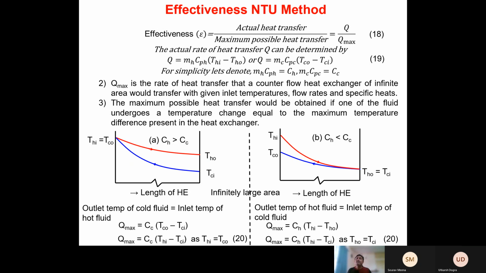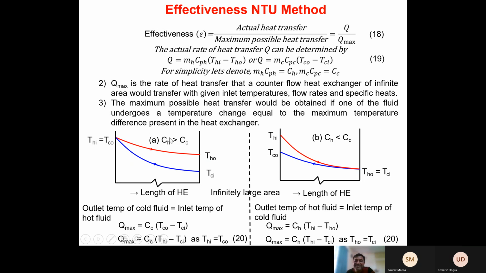So in this case, which fluid will show the maximum temperature difference present in the heat exchanger depends on what flow rate and what specific heat a particular fluid has. And therefore one needs to compare this C_H value with C_C. So the fluid which has the higher value of C is not the rate limiting fluid, whereas the other fluid is the rate limiting fluid, isn't it? So in this case, there are two cases possible.